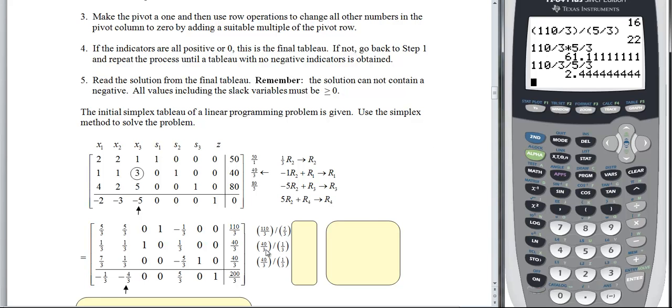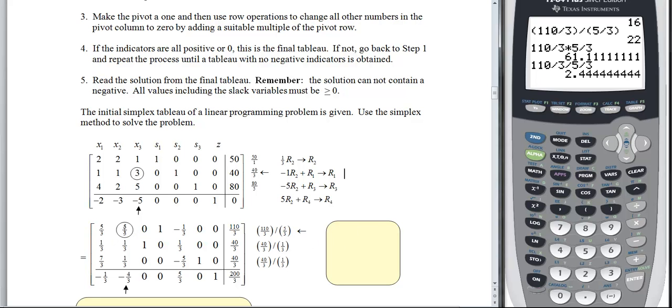Now check out the other ones. Let's see, if you do 40/3 divided by 1/3, I think you end up with 40. So my smallest one would be the first one. So this arrow and that arrow meet right here. So that's my new pivot. Let me make a bigger circle. Okay. So write down your steps.